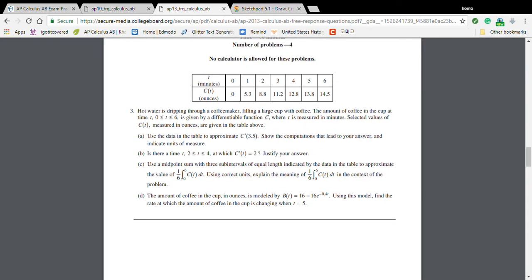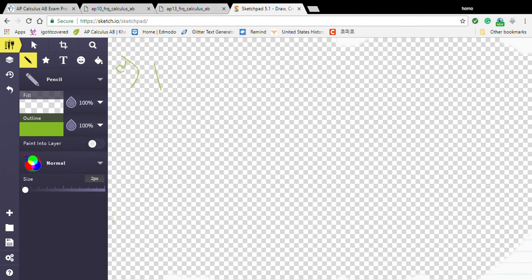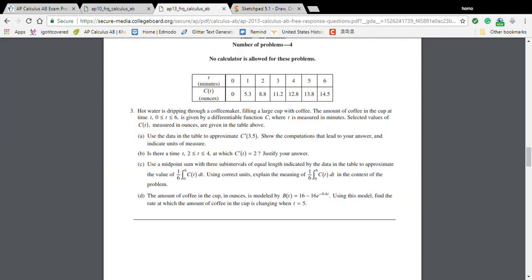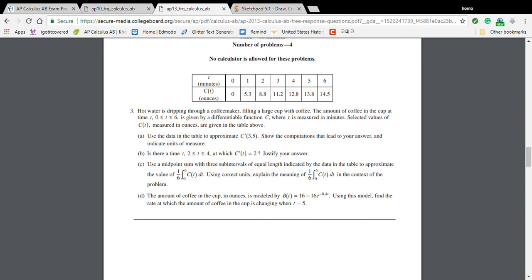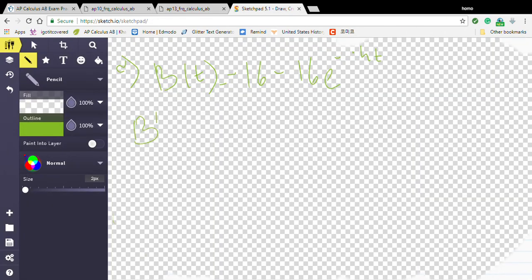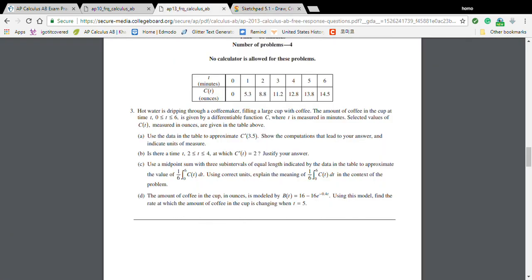So D says the amount of coffee in the cup in ounces is modeled by this equation. Use this model and find the rate at which the amount of coffee in the cup is changing when t is 5. So immediately we know we have to get the derivative of this. B of t is 16 minus 16 e to the negative 0.4 t. So we first have to do B prime of t and find the value when t is 5.